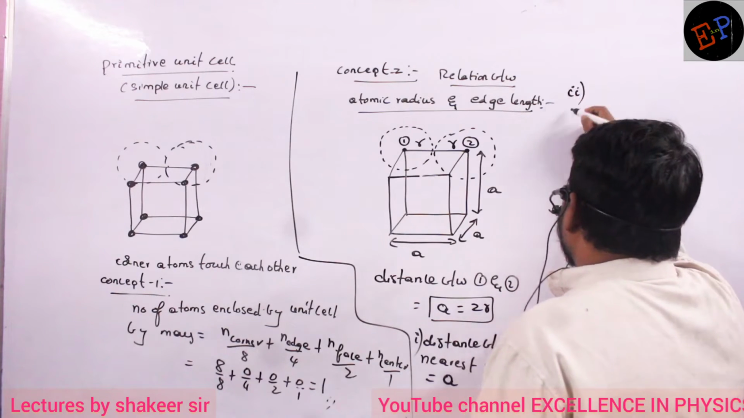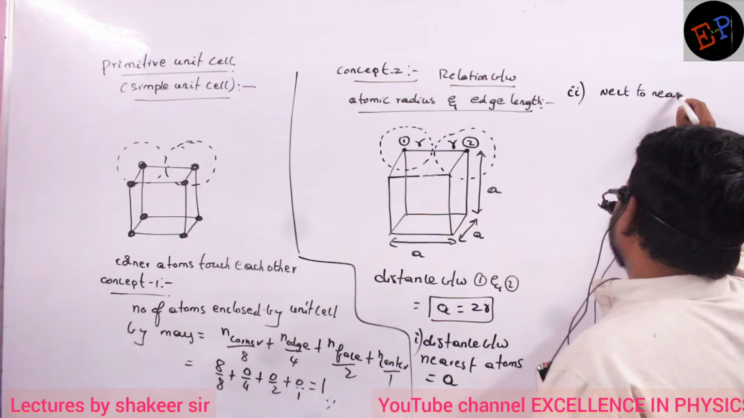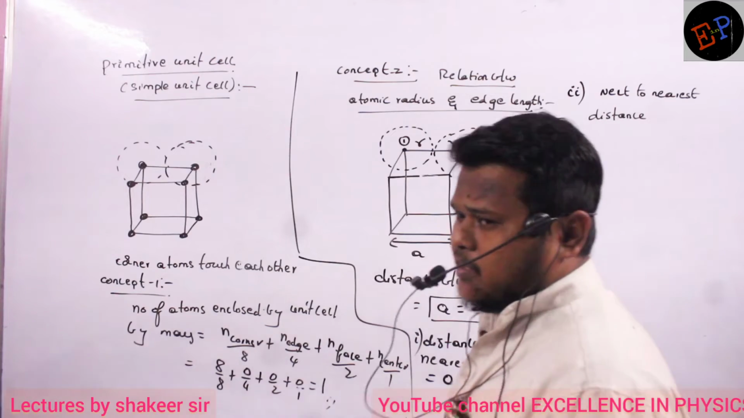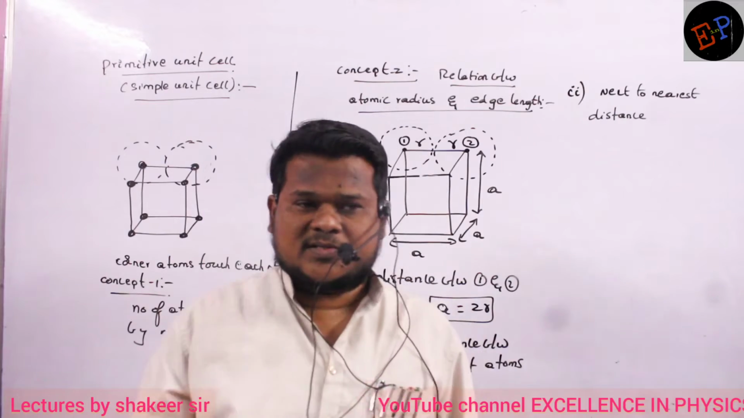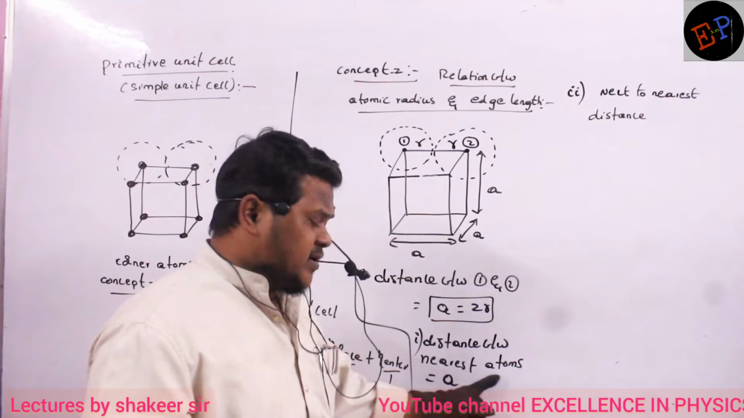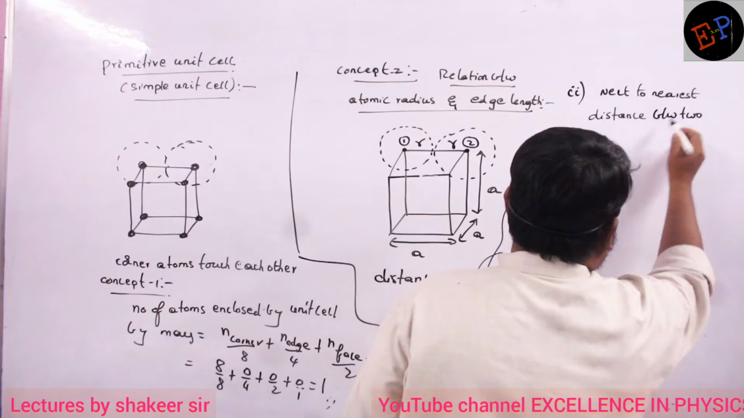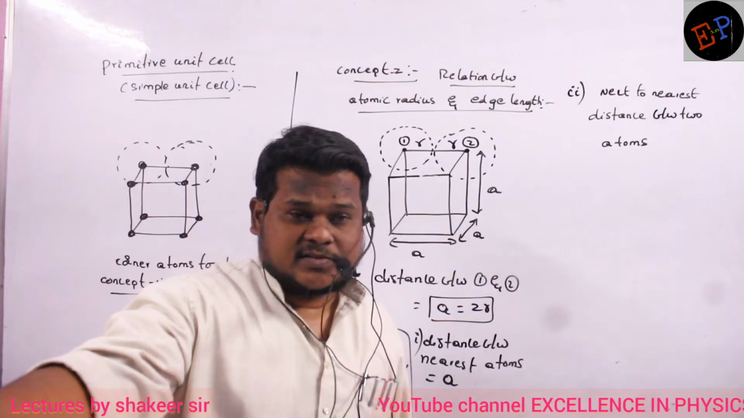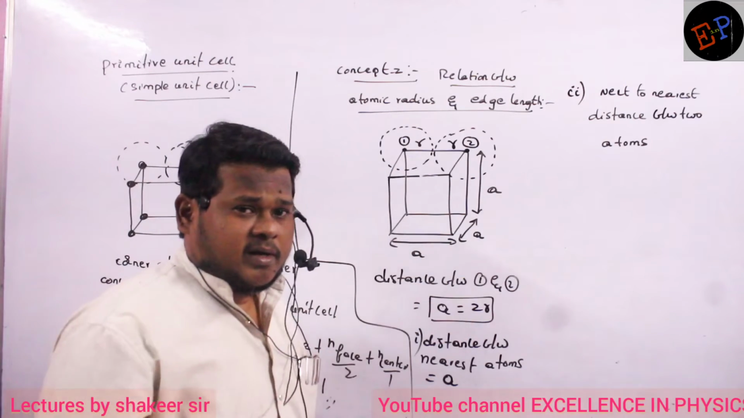The second question which can be asked is the next to nearest distance. It means the distance which is slightly greater than the smallest distance between 2 atoms that I am discussing. Are you able to understand? This is also a next to nearest distance between 2 atoms. The nearest distance we have already calculated. Then which one is the next nearest? Is it the face diagonal or the body diagonal?